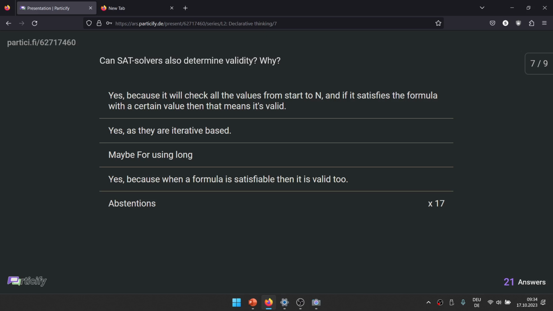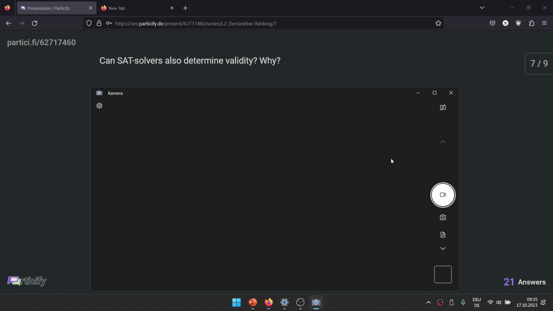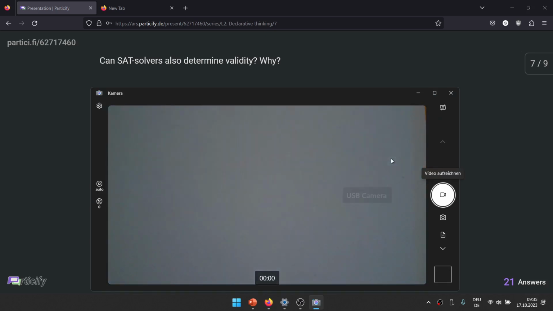Then why would we have two different names for it? Something must be odd here. Can somebody give me a satisfiable formula that is not valid? We're going to write this down. Satisfiable formula that is not valid. What do we need at least? We need at least one variable, right? Which variable should we take?